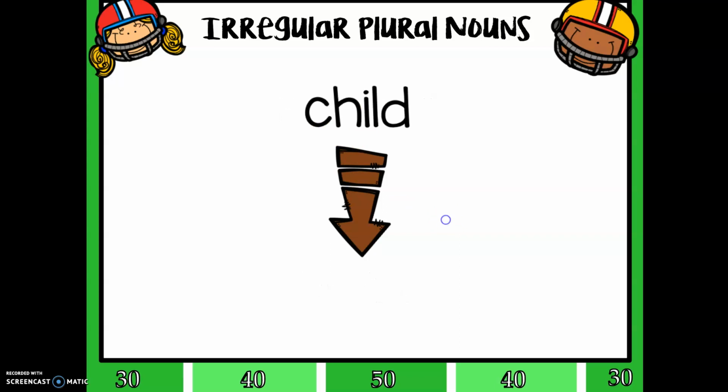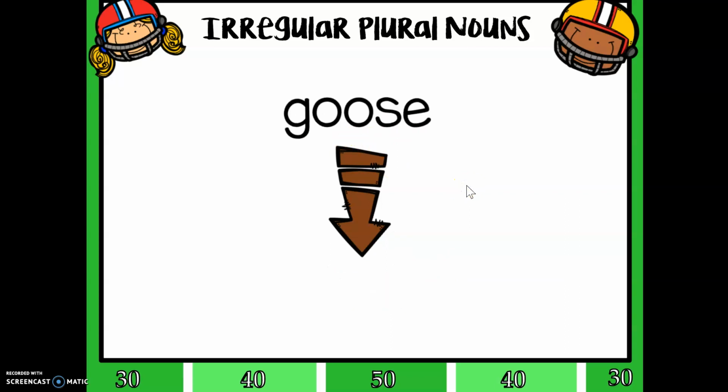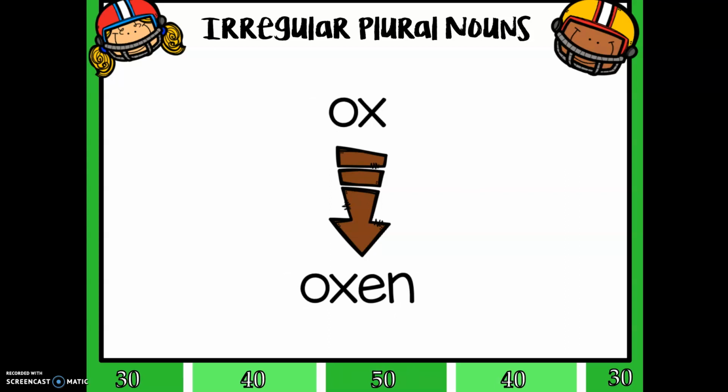1 child, 6 children. 1 foot, 2 feet. You don't have 2 foots, you have 2 feet. This is an example of an irregular plural noun because I have to change the spelling of the word. 1 goose, 6 geese. 1 ox, 2 oxen.